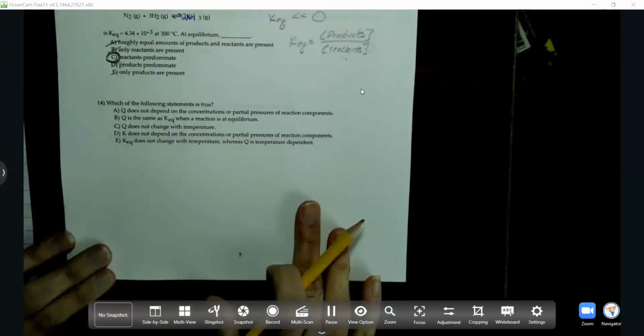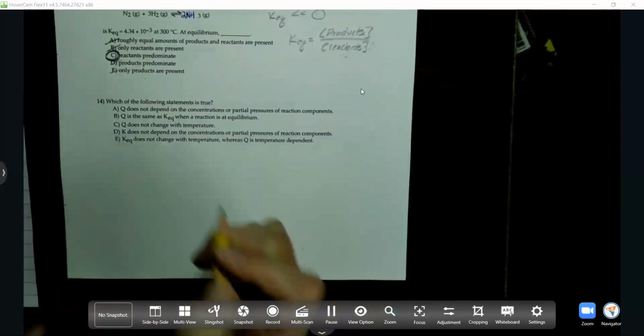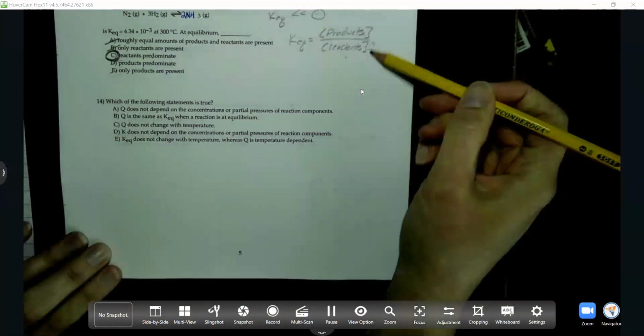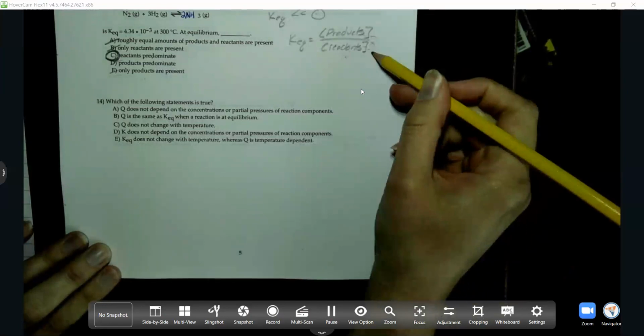All right. Number 14 is a question about Q. So Q is written the same as our KEQ, but we don't know if we're at equilibrium yet. So we're trying to find out if we're at equilibrium or which direction we need to shift to reach equilibrium. So it's written the same, concentration of products over concentration of reactants.